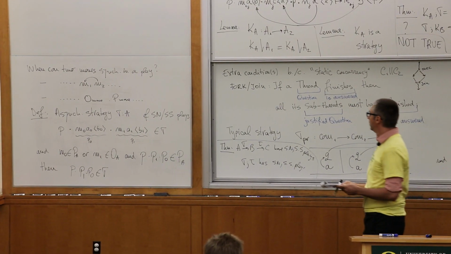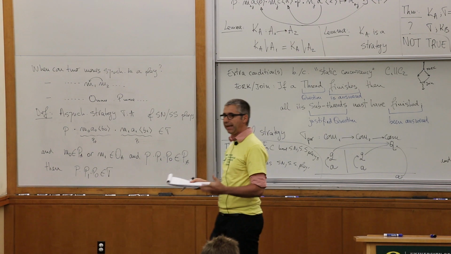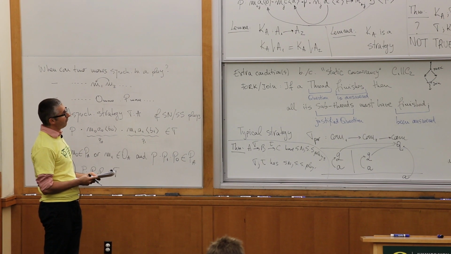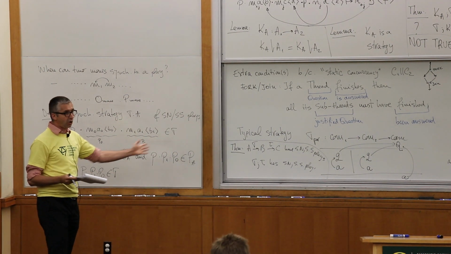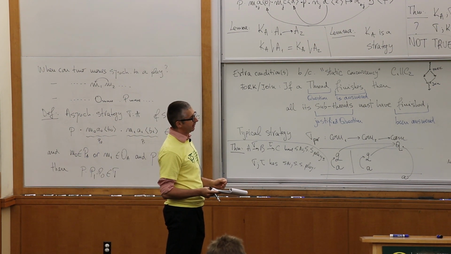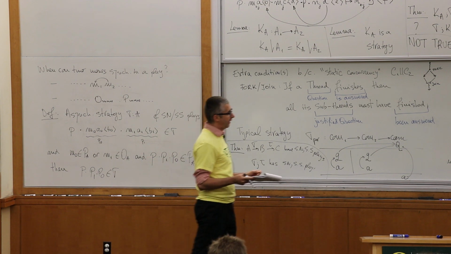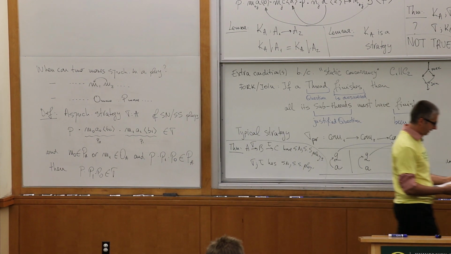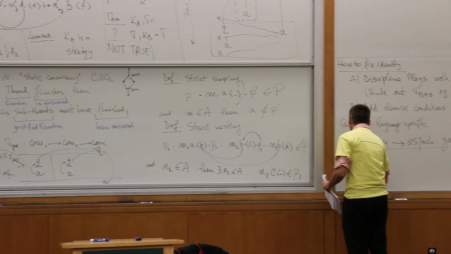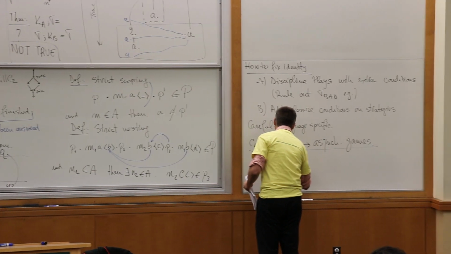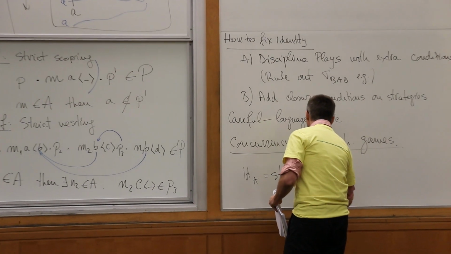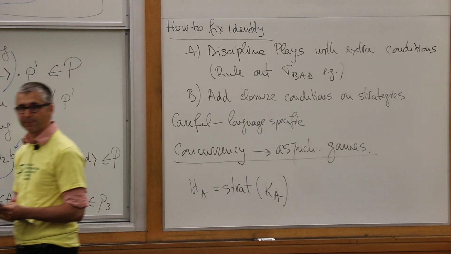And now, with this thing in place, we actually have a category, finally. All the compositions are well formed. They're still associative. We didn't do anything that would violate our initial assumptions. We just restricted things a little bit. So we finally have a category with the identity at A being the least strategy, which I'm writing as strat, that includes the copycat strategy.